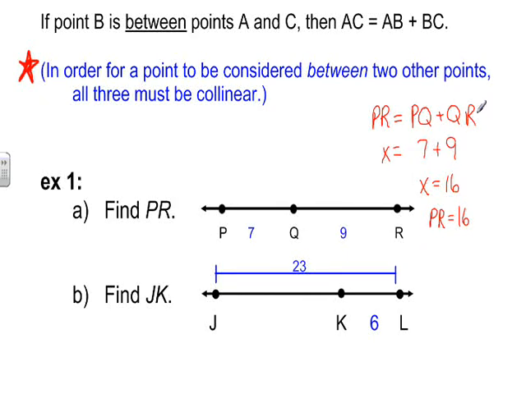Okay, example 1b, I have segment JL, and I'm missing segment JK, and that's what I'm looking for. So I'm going to fill in my postulate just like I did up here. JL is equal to JK plus KL. And we're filling in. JL has a length of 23. JK is missing, so that's our X. And KL is 6. Now we're going to subtract 6 on both sides. So I have 17 equals X. And since X represents JK, that means that JK is 17.